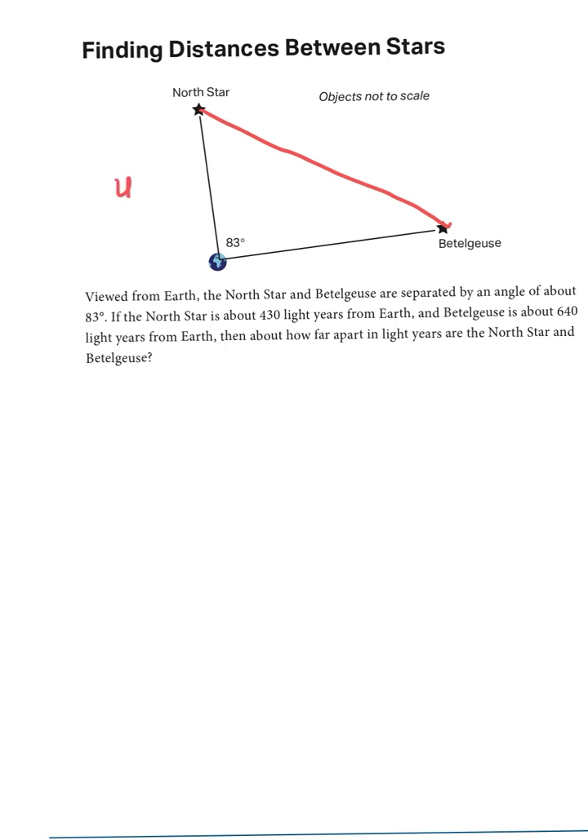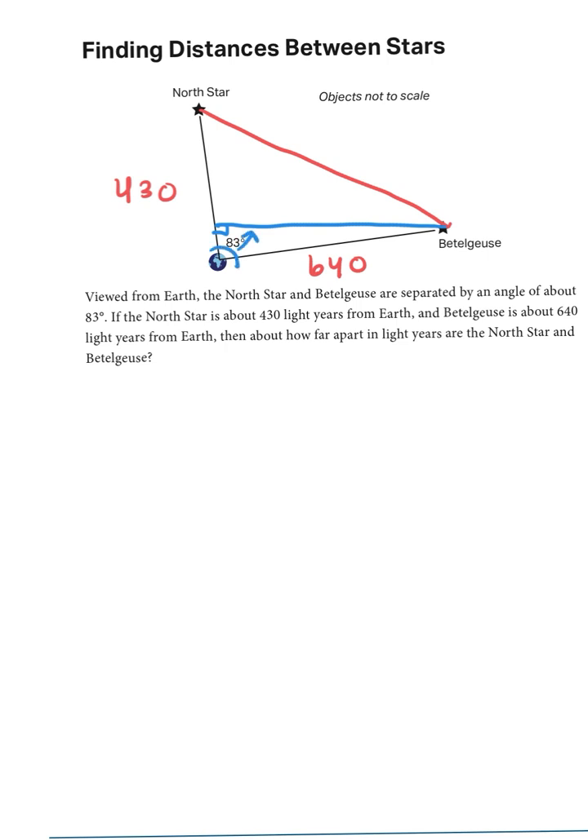We know that this is 430 right here and this is 640, so you might think, okay, I could just do the Pythagorean theorem and be done, right? But the thing is that this is not a 90-degree angle, so I cannot do that. But I can create auxiliary lines, so I can create an auxiliary line here, make this a 90-degree angle, and this is my angle that they give me.